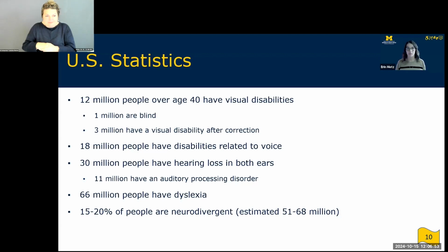18 million people have disabilities related to their voice. So, this could be damage to their vocal cords, or a stutter, or a speech impediment of another kind. 30 million people have hearing loss in both ears, and 11 million people have an auditory processing disorder. 66 million people have dyslexia, and an average 15 to 20% of people are neurodivergent, which is estimated somewhere between 51 and 68 million people. And again, this is just in the US.